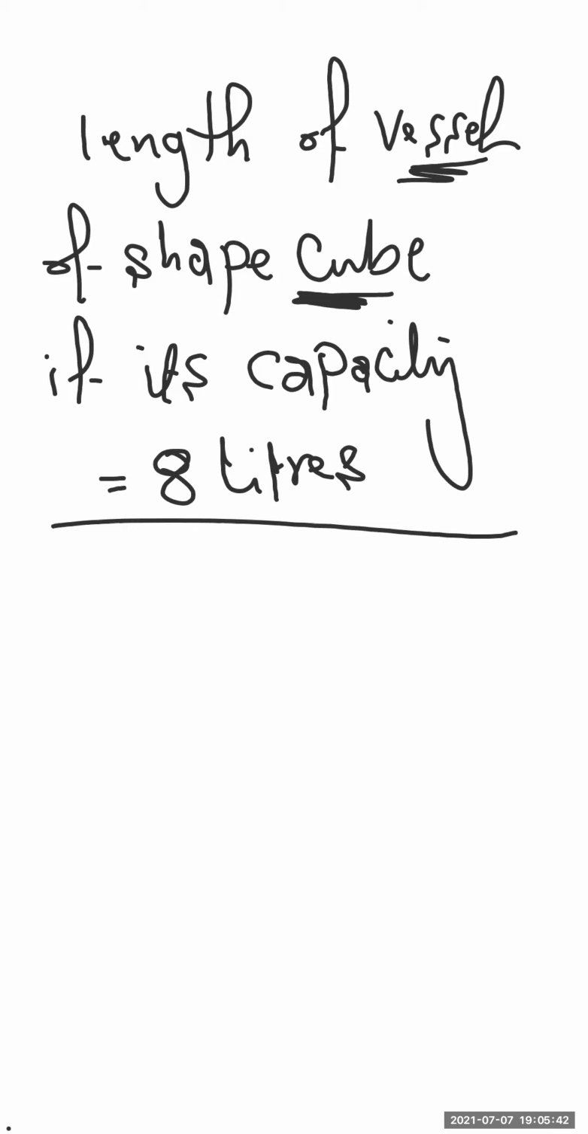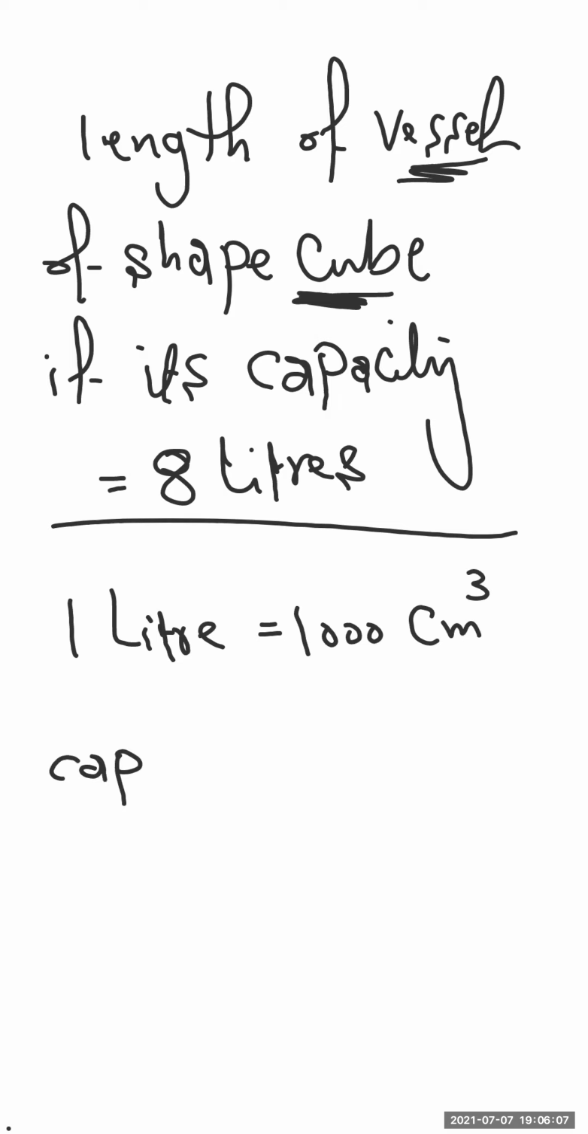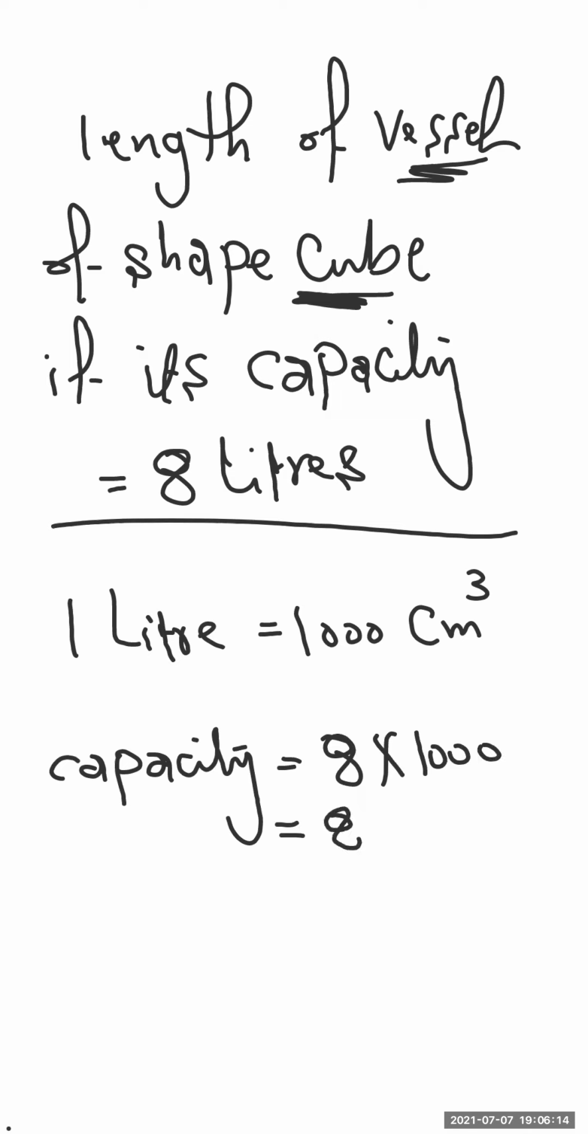capacity is 8 liters. By the way, capacity is a measurement unit for volume, okay, but in liters. So first point, we have to convert the capacity from liter to cubic centimeters. 1 liter actually equals 1000 cubic centimeters. So now the capacity will equal 8 liters times 1000, which is equal to 8000 cubic centimeters.